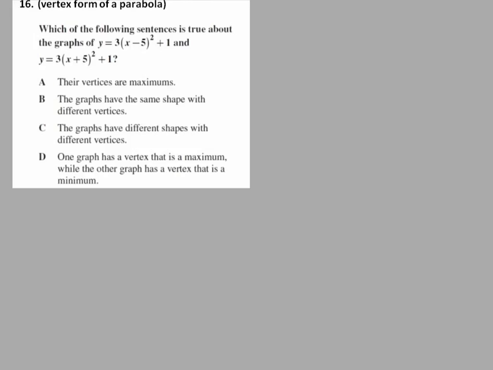Alright, Algebra 2. So again, on this one you could graph both of them and see what the difference is. Well, let's read the problem first. It says, which of the following sentences is true about the graphs that are written here?